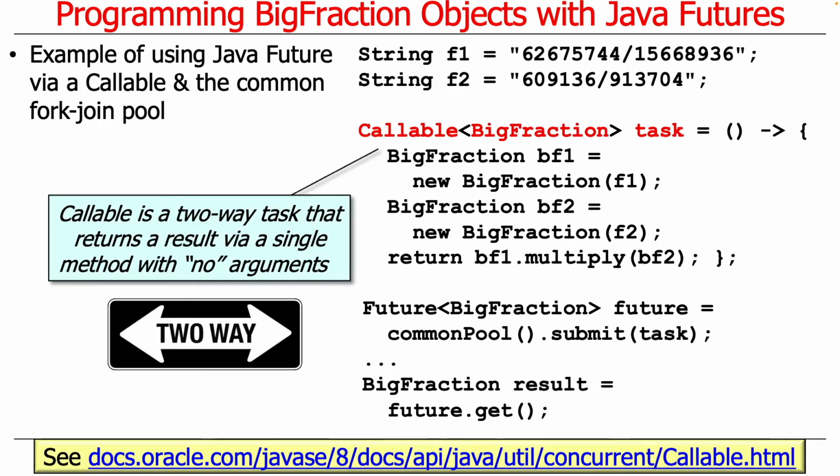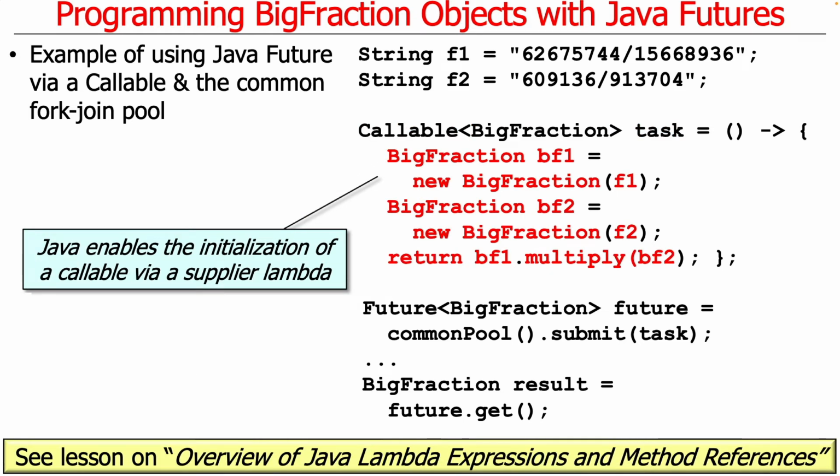In this particular case, we're going to define ourselves a callable task, which is going to return a result via a single method that takes no arguments directly. We can pass them in as effectively final variables in a lambda expression, which is what we're going to do here. And this is a two-way call. So computations are given parameters, and it returns a result, which will be a big fraction, or specifically a future to a big fraction. You can see here that we have the strings for the fraction numerator and denominator.